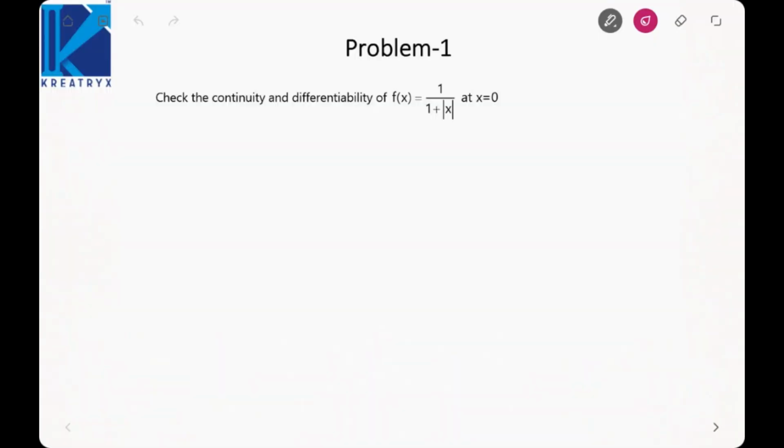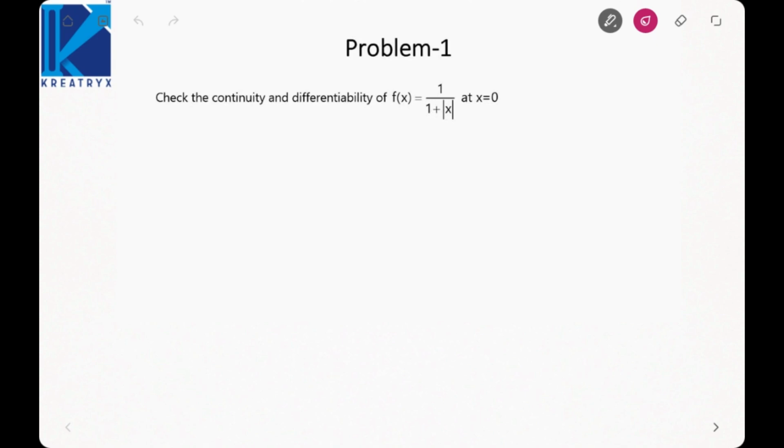Hi guys, in the last lecture we saw the concepts of differentiability and the mean value theorems. In the mean value theorems we saw three types of theorems: Rolle's theorem, Lagrange's mean value theorem and Cauchy's mean value theorem. So in this lecture, we will look at some problems relating to those concepts so that you get a good grasp of how to apply these concepts.